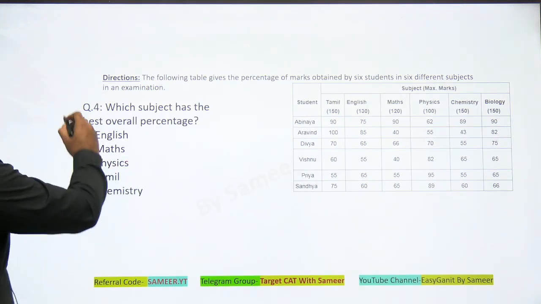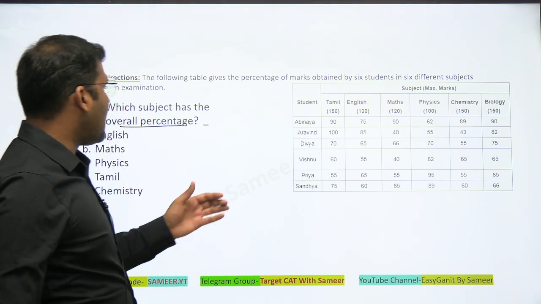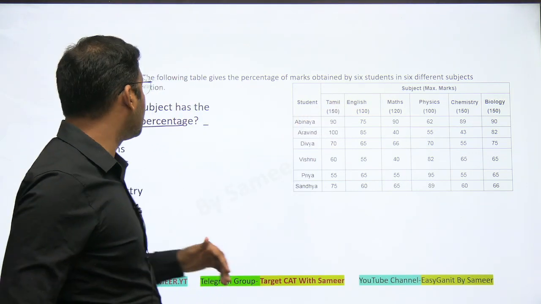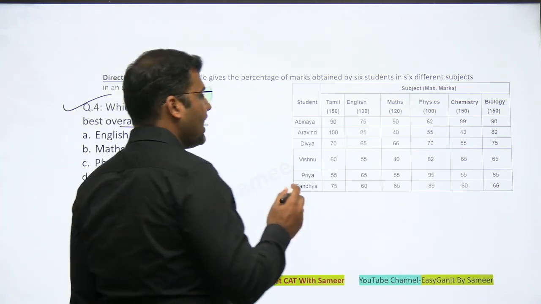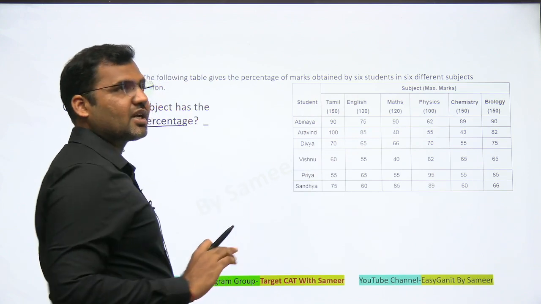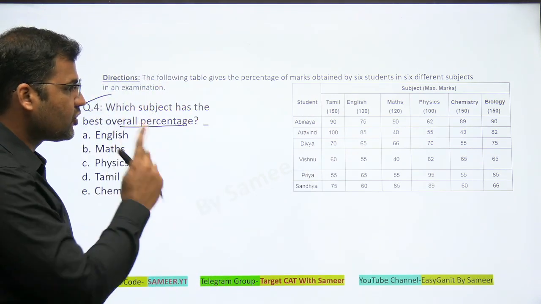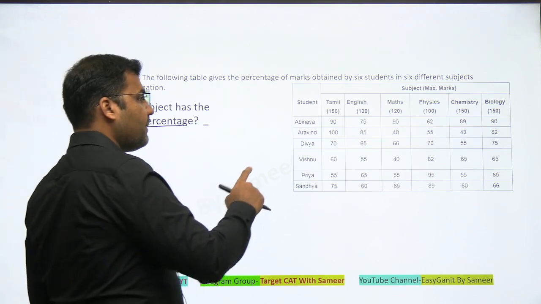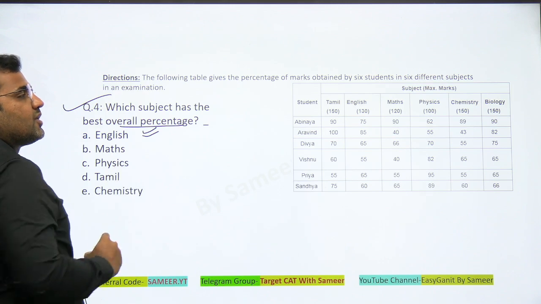Moving to question number 4, which subject has the best overall percentage? Now out of these 6 subjects, which subject has the best overall percentage? Now to find out, you see that if I pick one particular subject, let's say Tamil, again give it a try so that you can know the difference between the logical thinking, right?